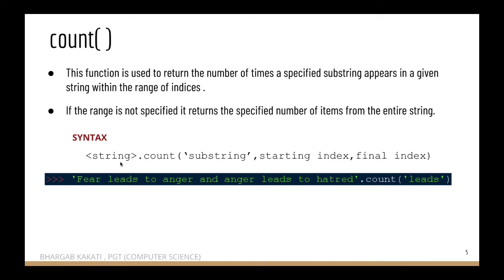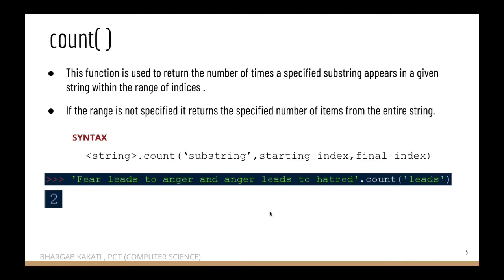Here, as I go with the syntax, at first I need to write the string. Let's say the string here is fear leads to anger and anger leads to hatred, dot count leads. So what will it do? Here I have not specified the starting index and the final index. Here leads is the substring, a part of this original string. It will count from the entire string how many times the substring leads has occurred. The answer is 2, because leads has occurred 2 times in the entire string.